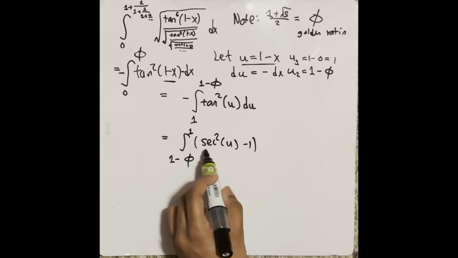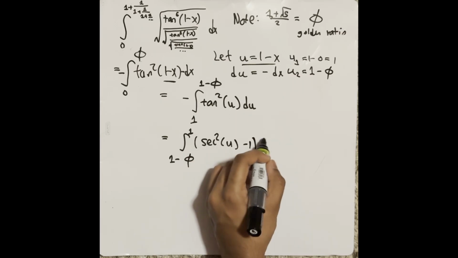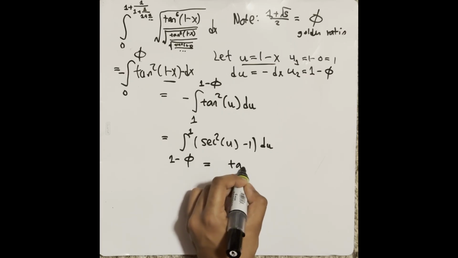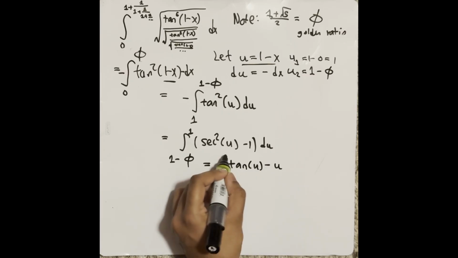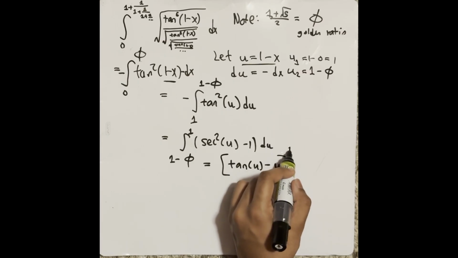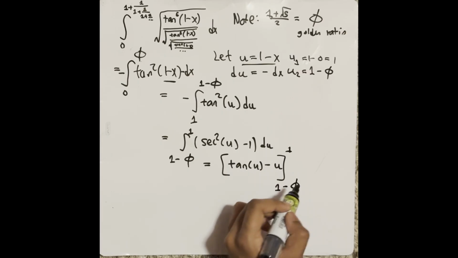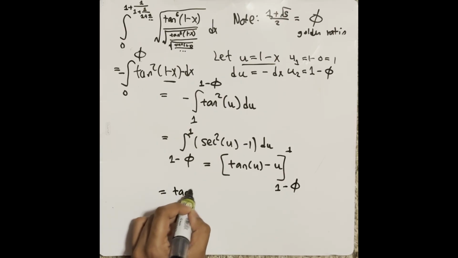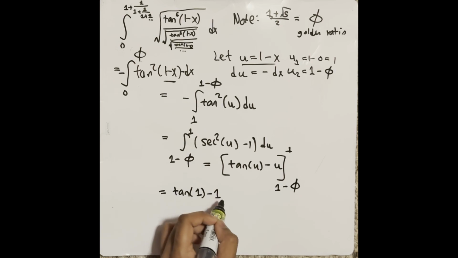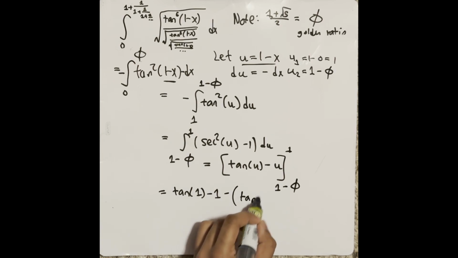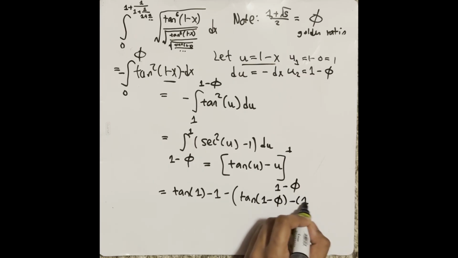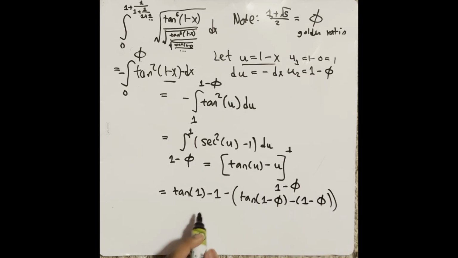And recall that tangent squared of u is actually equal to secant squared of u minus 1 by the Pythagorean identity. So integrating secant squared of u minus 1, we actually get tangent u minus u. Let's evaluate it at the bounds 1 and 1 minus phi. So in the end, we evaluate at 1, tangent 1 minus 1, and then subtract, and then evaluate this at 1 minus phi. So tangent of 1 minus phi minus 1 minus phi. And this is our answer. So this comes out to around 0.65. And there we go. We solved it.